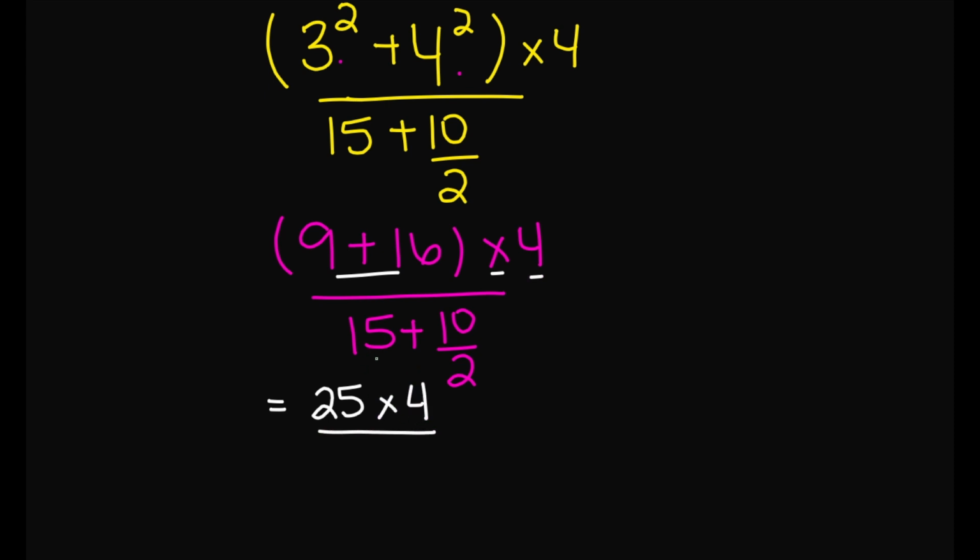My denominator here, you have 15, and then you have plus 10 divided by 2, which is going to equal 5. So my denominator is 5 here. My numerator, 25 times 4, is going to be 100. And then my denominator, 15 plus 5, equals 20. So when you divide 100 by 20, you are going to get 5. So your final answer here is 5.